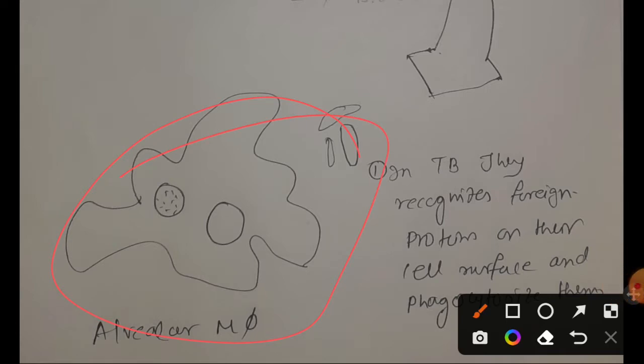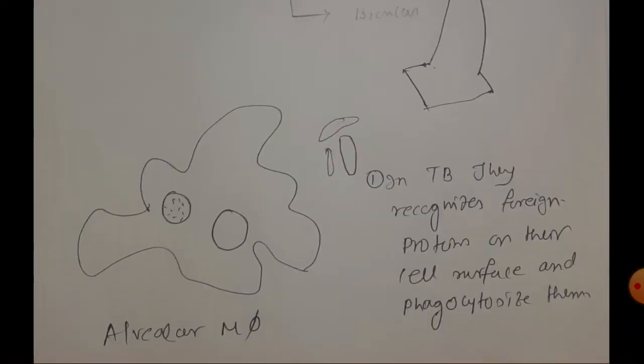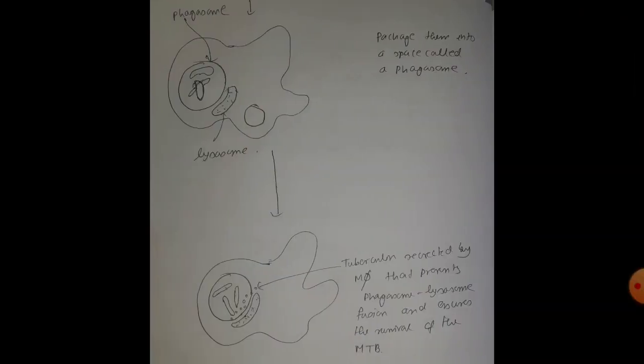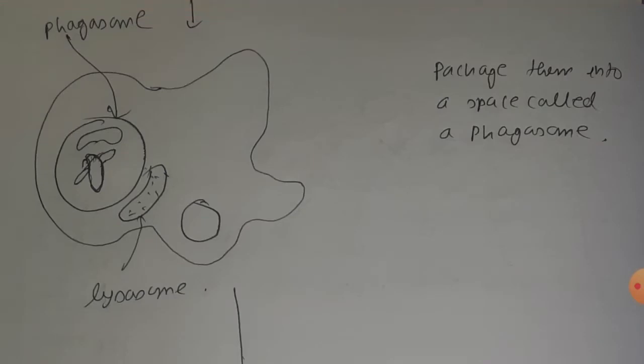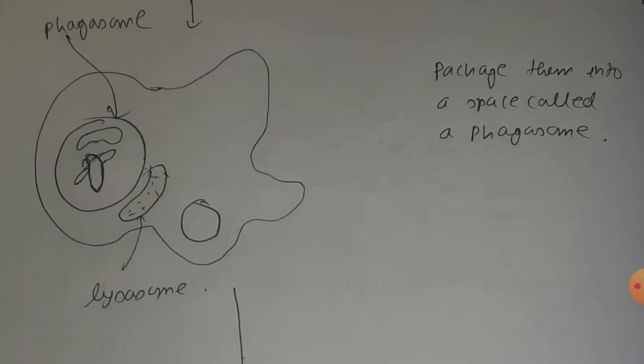In the case of TB, it will be the same at first, because TB has foreign proteins on its surface which are recognized by the alveolar macrophage, and the alveolar macrophage phagocytoses them, because we know that the macrophage is a phagocytic cell. Then it packages them inside a space, a chamber called the phagosome, which the macrophage does for every kind of foreign cell. That is nothing new in the case of TB.